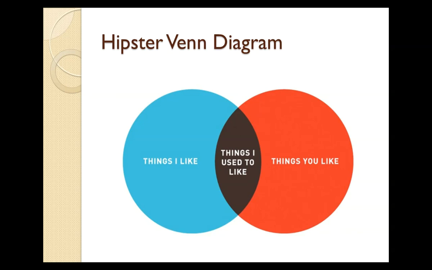Here are just a few funny Venn diagrams I found kicking around the internet. I found that hipster Venn diagram pretty interesting. The idea being the middle is things that overlap, that are in both sets.